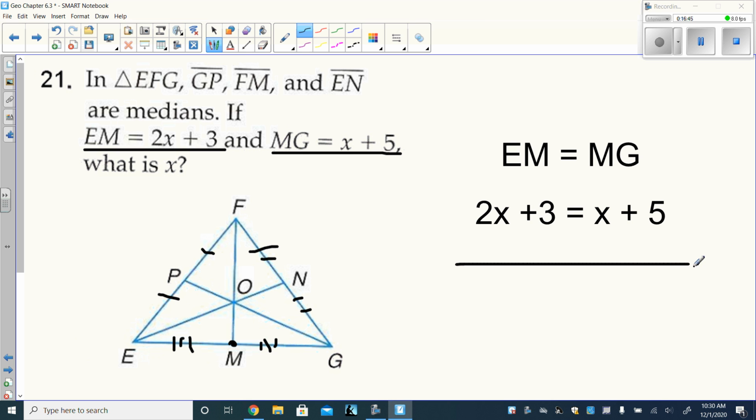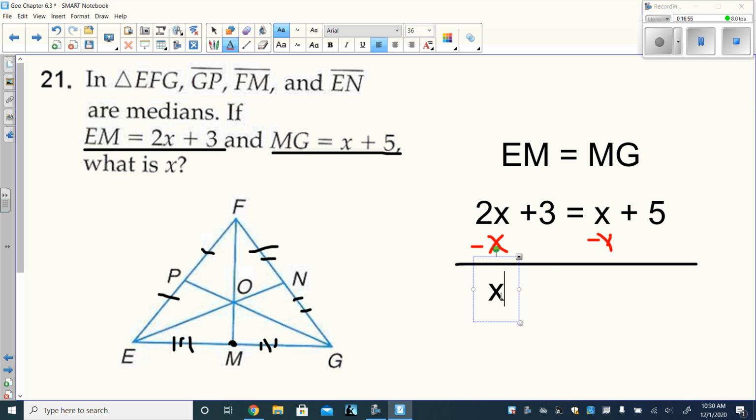Now we just need to solve for the value of x. So the first thing we can do is we can subtract x from both sides. And if I subtract x from both sides, I'm left with x plus 3 is equal to 5.